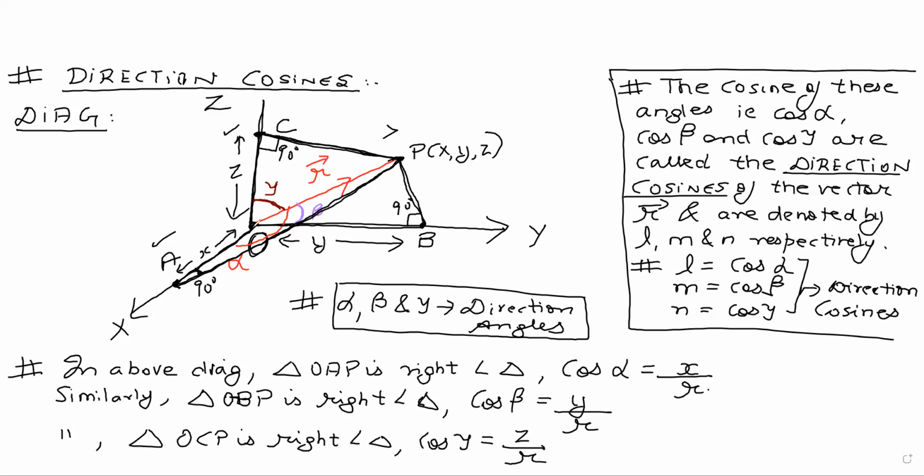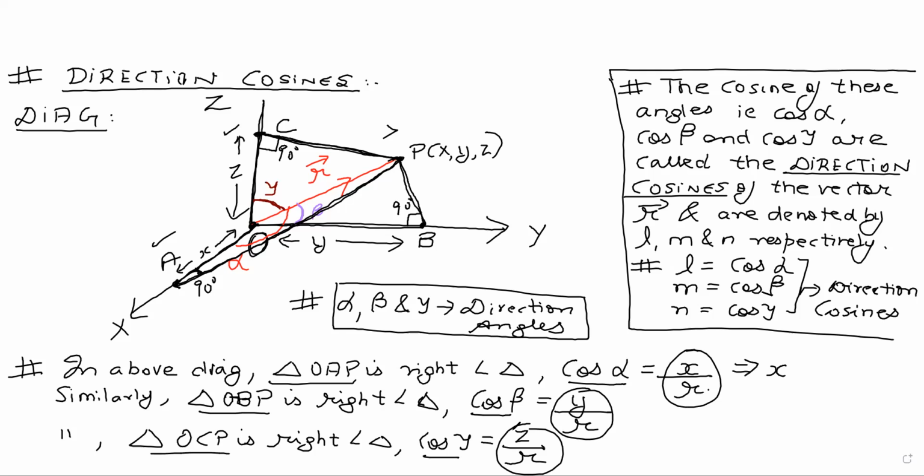Now from the origin, if you look at triangle OAP, cos alpha is the base upon hypotenuse. Triangle OBP, cos beta is the base upon hypotenuse. Triangle OCP, cos gamma is the base upon the hypotenuse. So guys, this implies my x is equal to r times cos alpha. But what is cos alpha? Cos alpha is equal to l. So x is equal to rl.